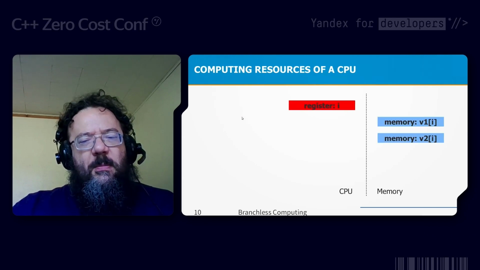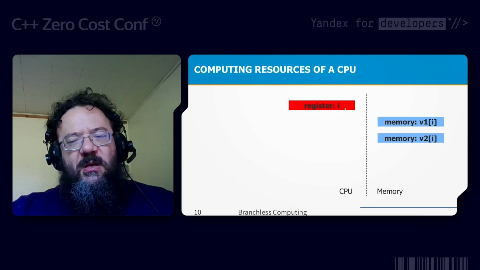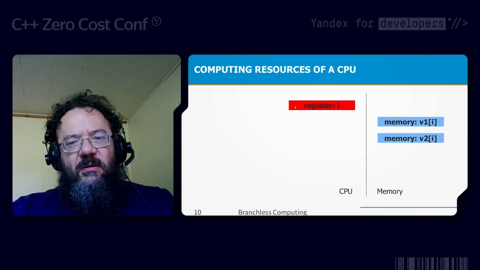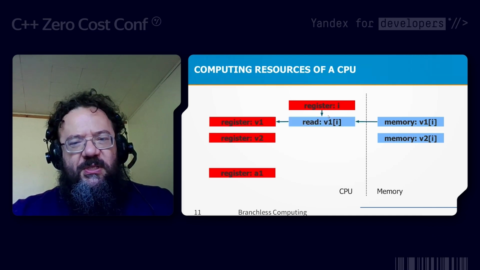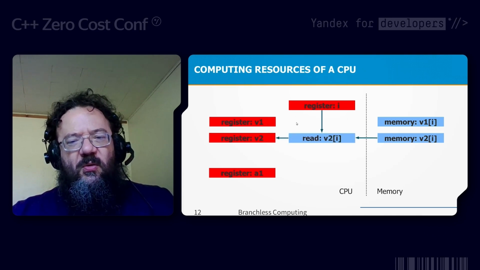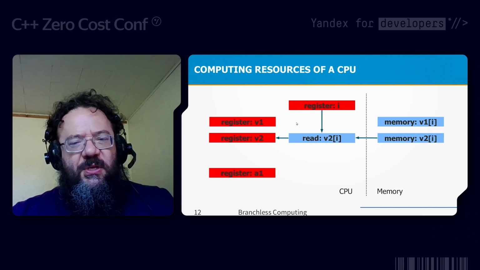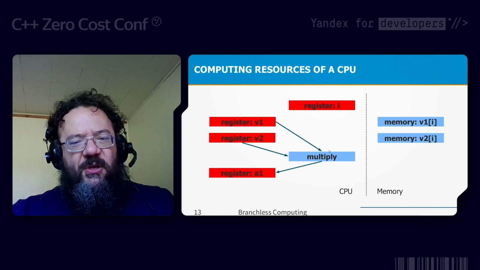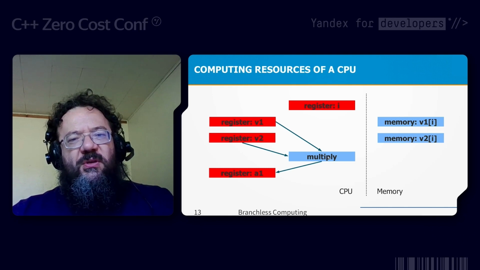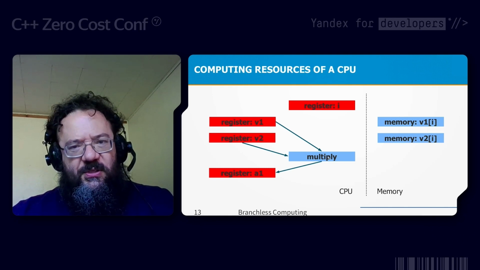Now, as you have seen, there is also memory. So overall, the execution picture looks like this. We have the index, loop index. We have the data in memory. The data needs to be brought onto the CPU before it can be operated on. So we load the data from memory into registers, and then we do the multiplication operation on the registers. So that's the computing resources of the CPU, but that's not all the computing resources of the CPU.